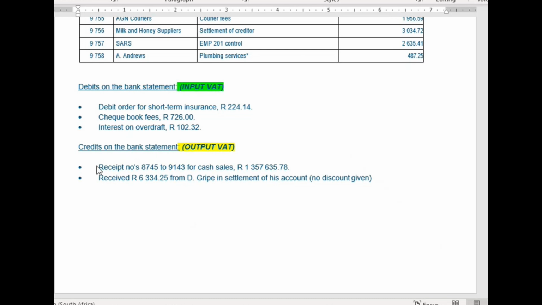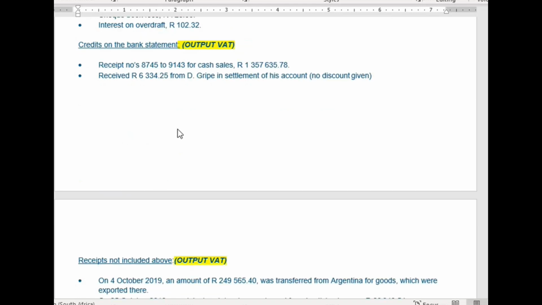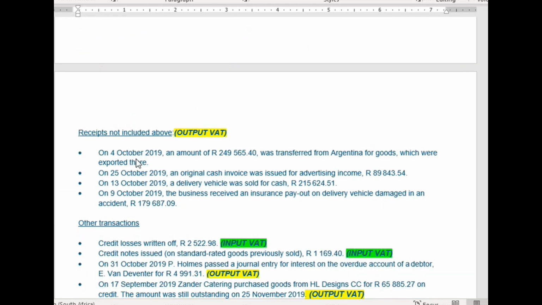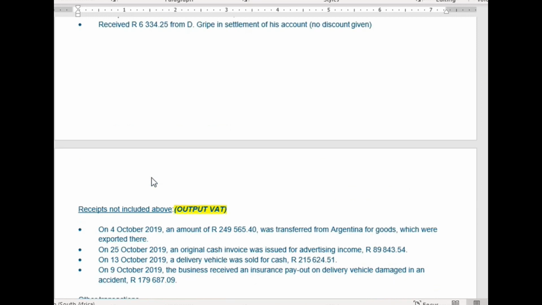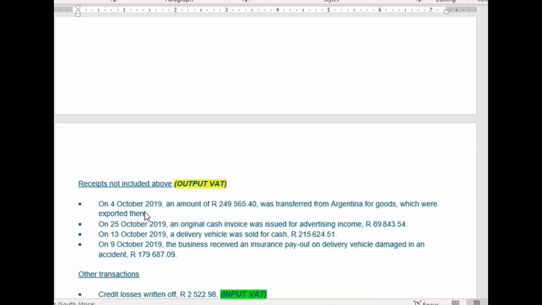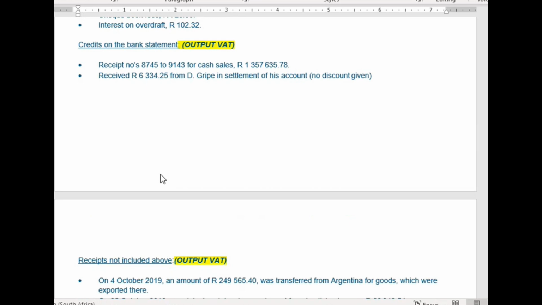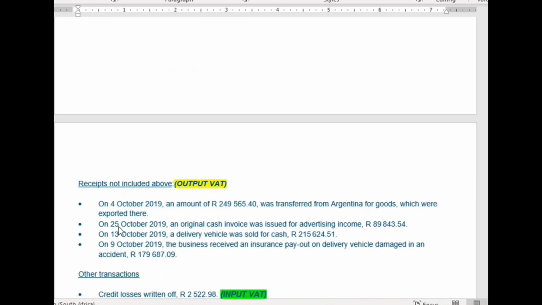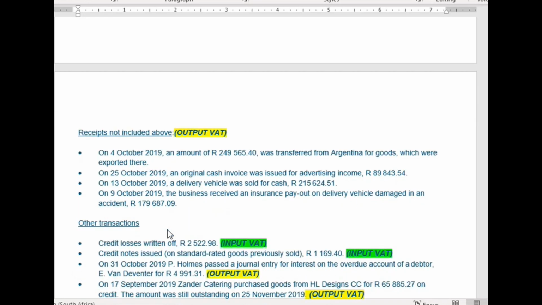Okay. So you have the receipts for cash sales, another receipt there. And then they say to you, there are other receipts that are not included. Once again, any receipts is output VAT. Because why? When do you give somebody an original receipt? When they pay you. And when they pay you, part of the money that they pay you is due to SARS, so it will be output VAT.